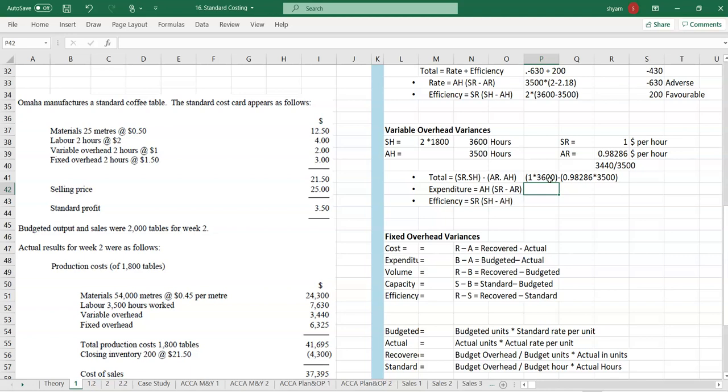Again AH. SR minus AR. SR into SH minus AH.